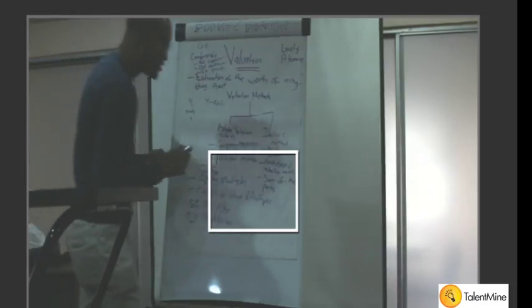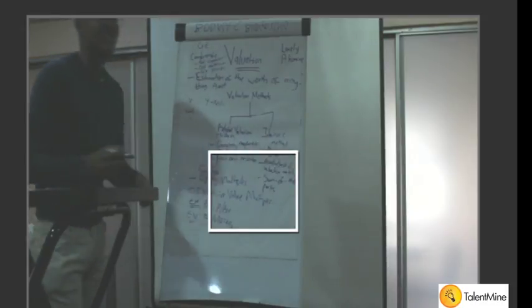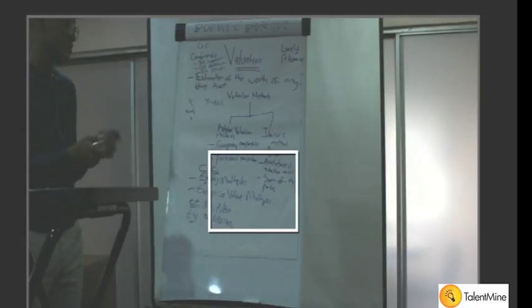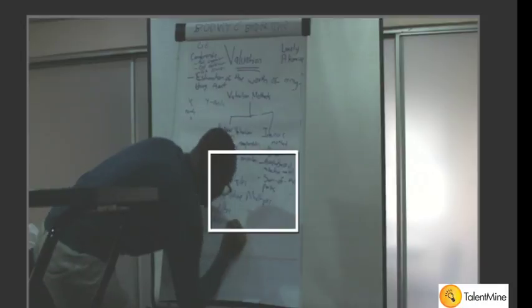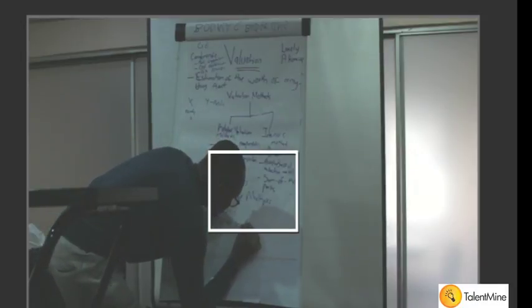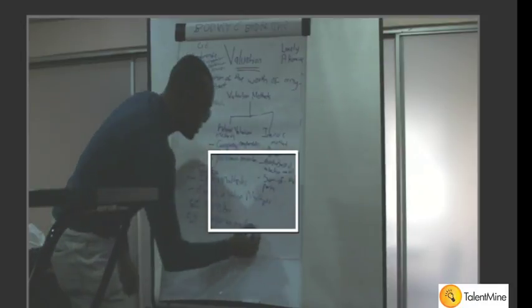Which other one? Which other EV multiple, enterprise value multiple? You have to know all these things, though. EV to EBIT, thank you. So EV to EBIT. Which other one?